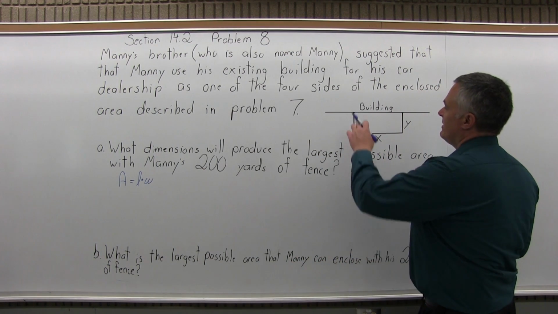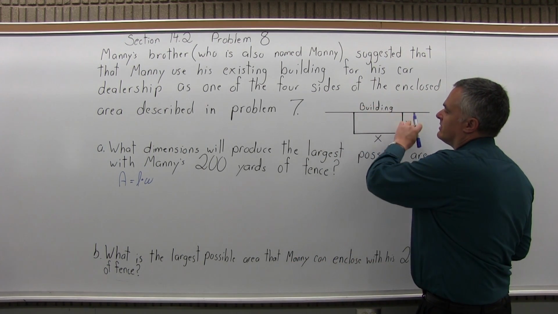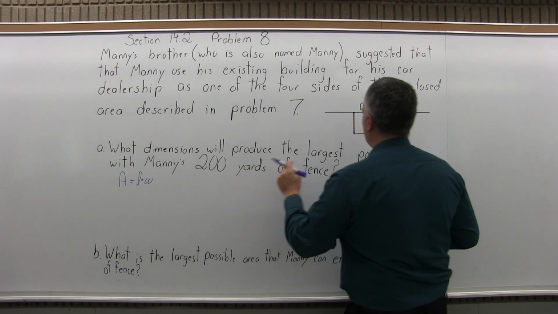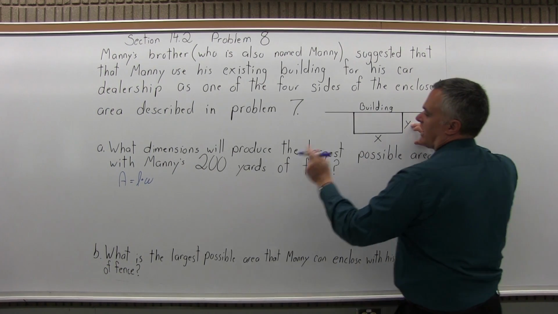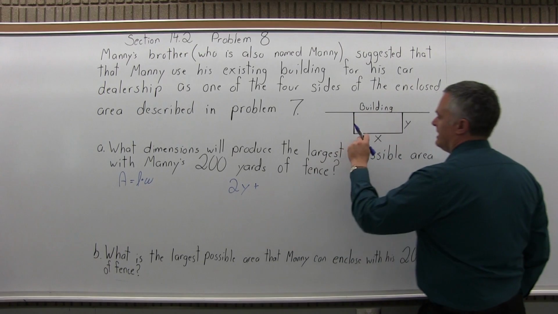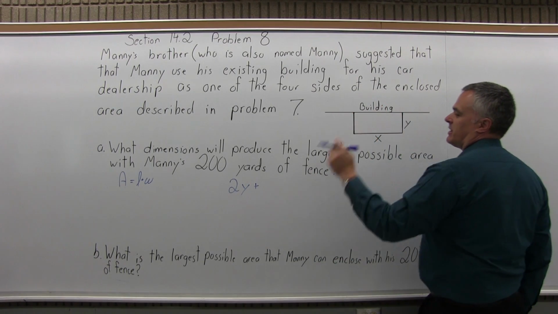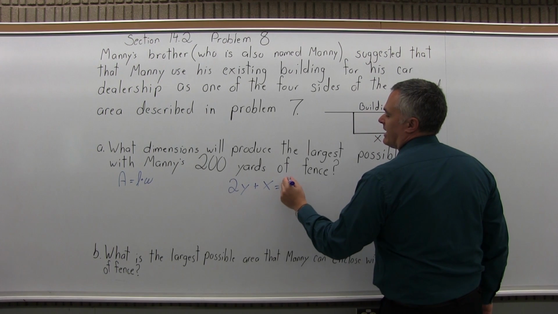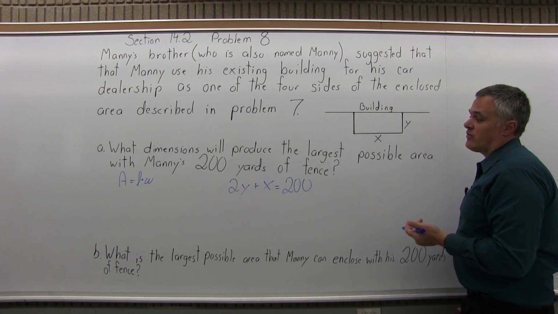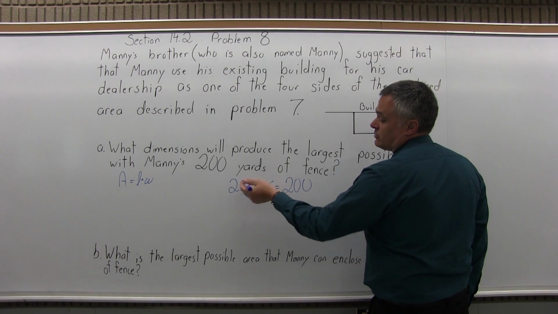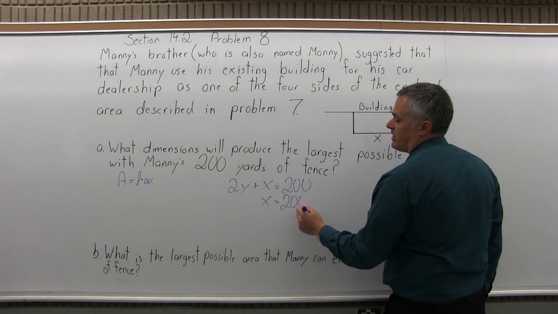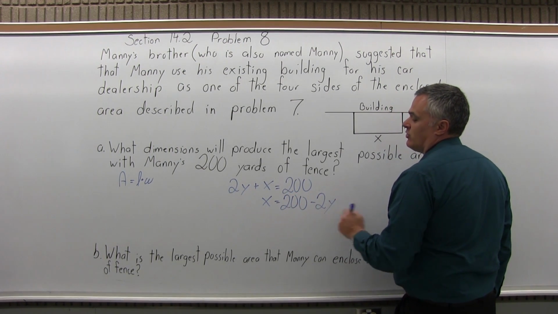So there's 200 yards altogether to go around this area where one side is the building. So what you need to remember, you have two sides that are y, one on the left, one on the right. So 2y plus x, the distance that's going to run parallel to the building, is going to add up to 200, the total amount of fence. So now you just solve for one in terms of the other. You can do either one. It's still easy to solve for x. So let me go x equals 200 minus 2y.